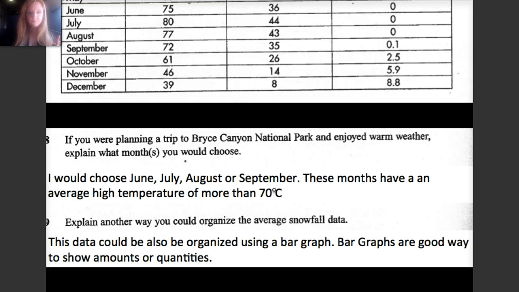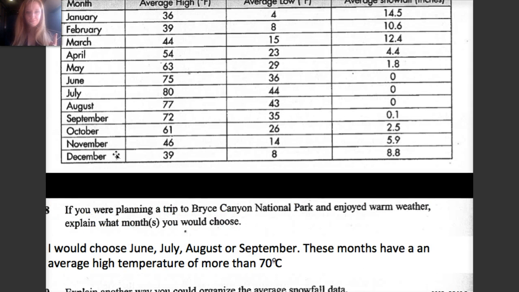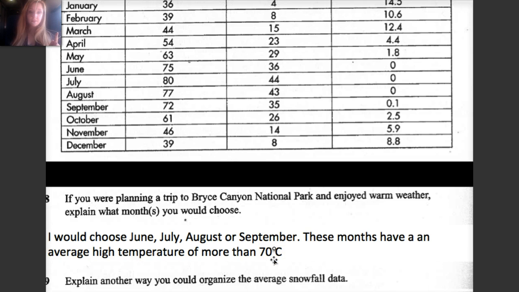Oops. Oh well. 8. If you were planning a trip to Bryce Canyon National Park and enjoyed warm weather, explain what months you would choose. Well, if I enjoyed warm weather, I would not pick the ones that are really cold. I'd probably pick the middle months because they all have temperatures greater than 70 degrees. So I'd pick June, July, August, or September.